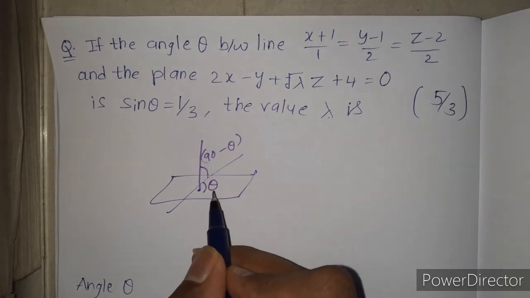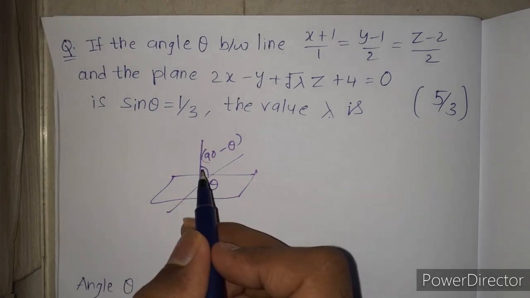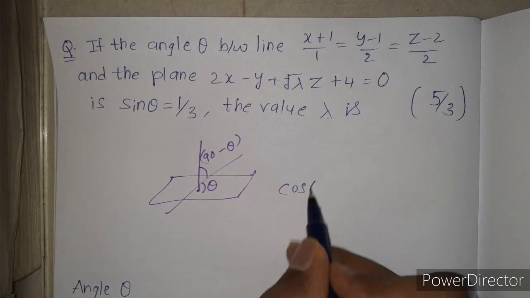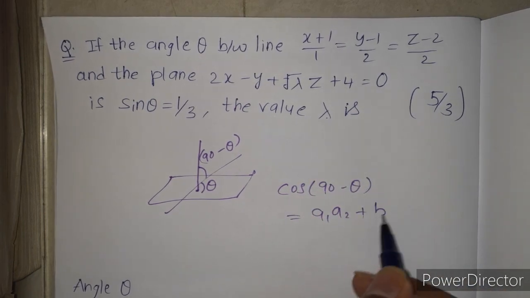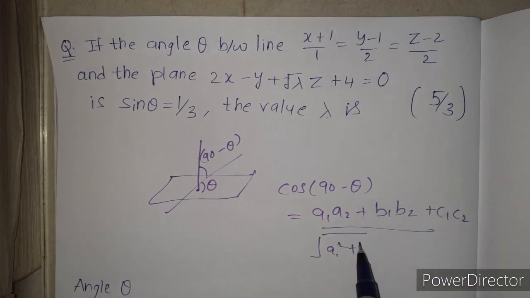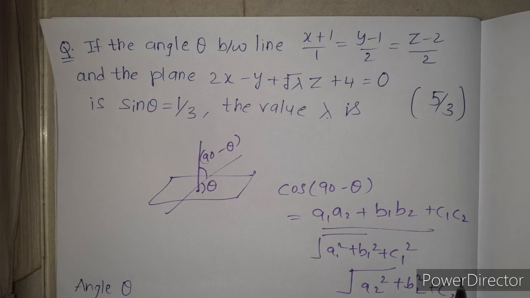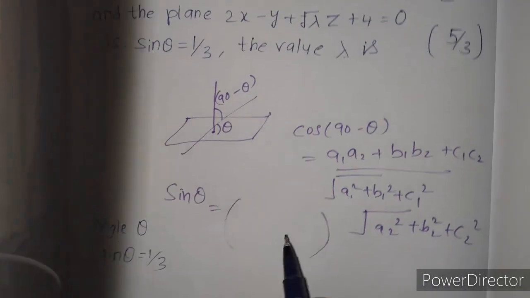So we know the DRs of the plane, which is nothing but the DRs of this normal, and the DRs of the line. Then if we apply the same formula, cos(90 minus theta) is nothing but (a1 a2 plus b1 b2 plus c1 c2) by root of (a1 square plus b1 square plus c1 square) into (a2 square plus b2 square plus c2 square). It will become sin theta. Cos(90 minus theta) is sin theta, and the remaining is the usual formula.